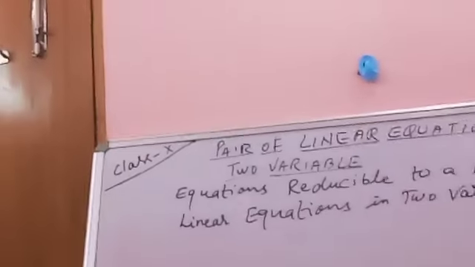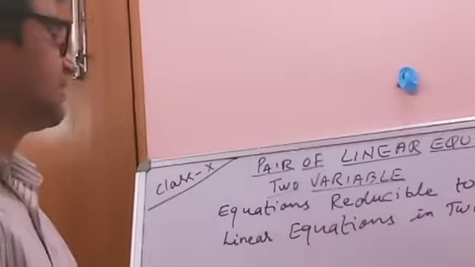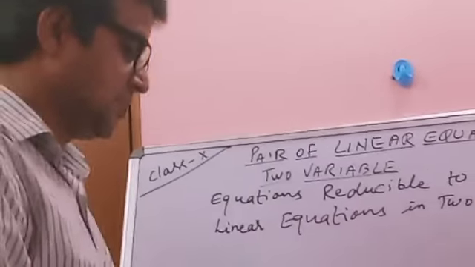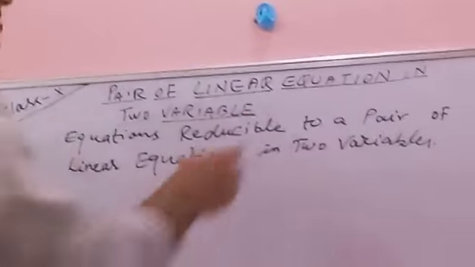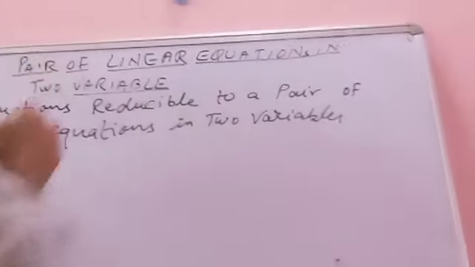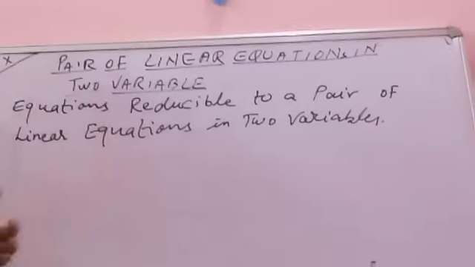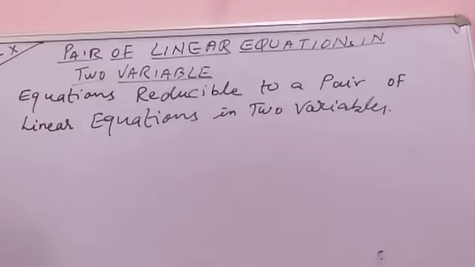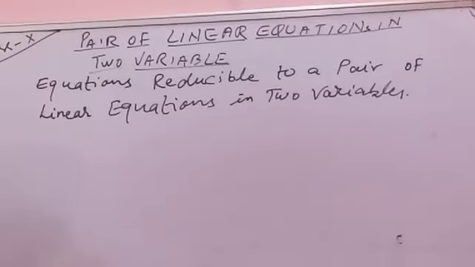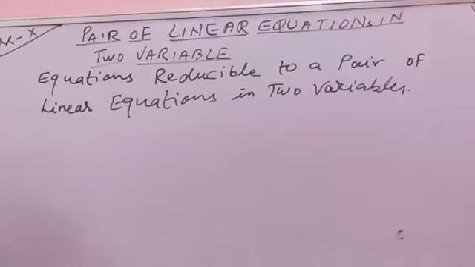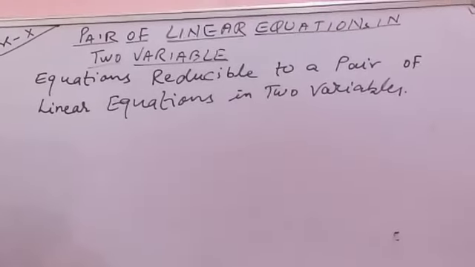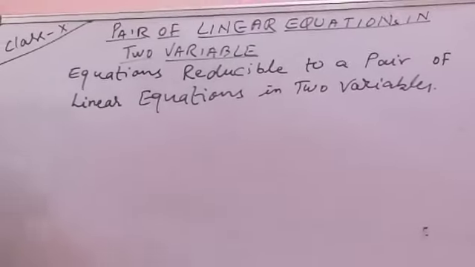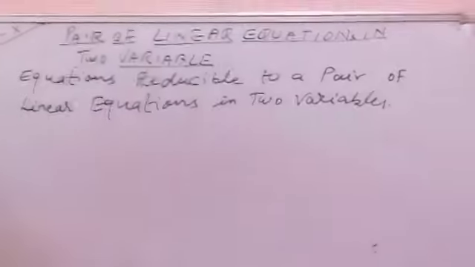Again, I am here, children, with chapter 3, pair of linear equations in two variables. We have already completed up to exercise 3.5, and in the last video I showed you how to solve a pair of linear equations in two variables by using the cross multiplication method. Now we'll have the second last exercise, that is exercise 3.6.